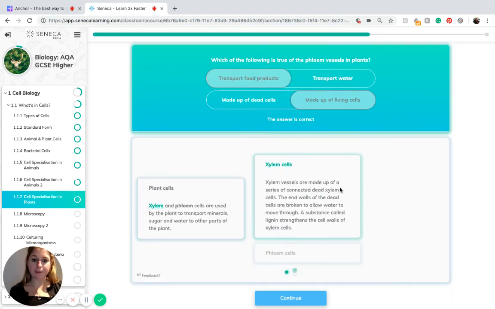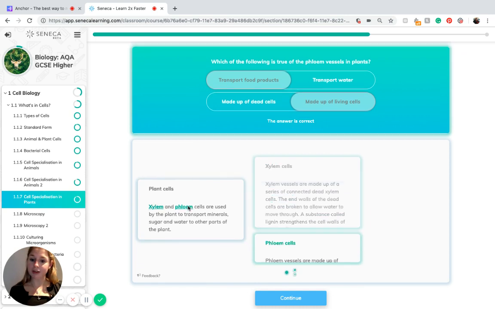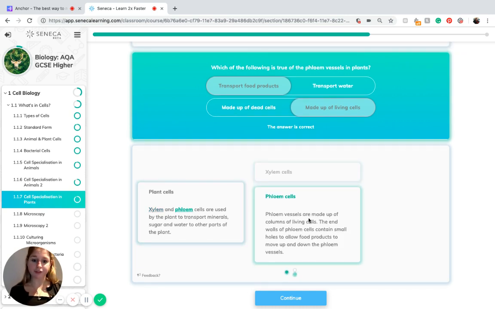Xylem vessels are made up of a series of connected dead xylem cells, and the end walls of the dead cells are broken to allow water to move through. A substance called lignin strengthens the cell walls of xylem cells. And if we look at phloem cells, we can see how they differ because they're made up of living cells, and the end walls of phloem cells contain small holes to allow food products to move up and down the phloem vessels.